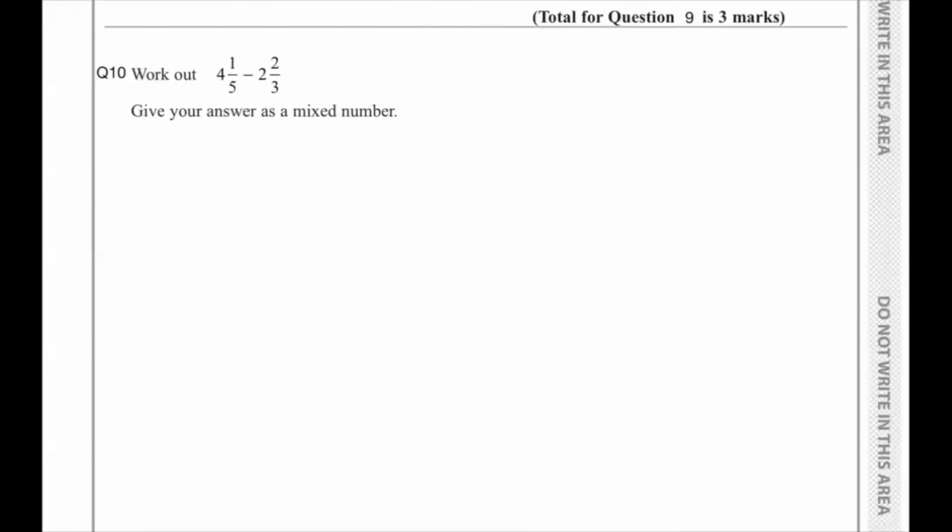All right, we have another question on fractions. Really, really important fractions. So common. This is a mixed number question, and we have to give our answer as a mixed number as well. We're going to use fraction methods, but we've been given mixed numbers. So it's really important that we change our mixed numbers into fractions so we can use our fraction method.